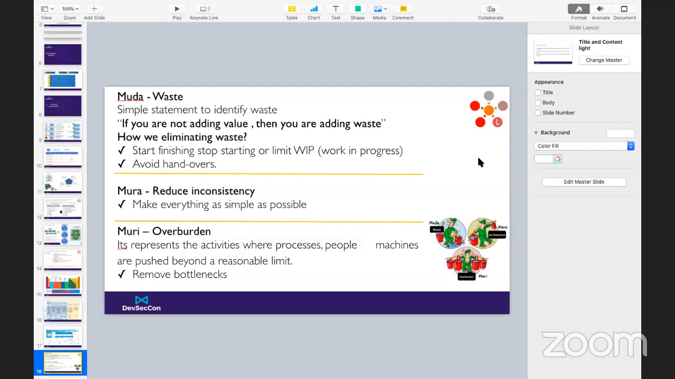So what we do is simple. We need a simple statement to identify the waste: if you are not adding value, then you are adding waste. So how do we eliminate the waste? What we do is start finishing and stop starting, or limit the work in progress.